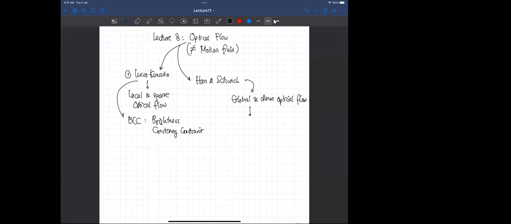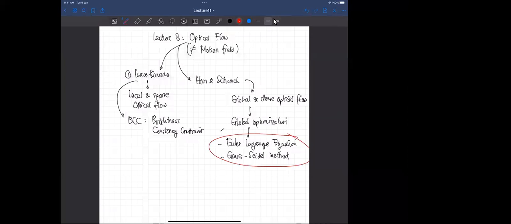And to solve this, it is a global optimization. They use Euler-Lagrange equations and the Gauss-Seidel method for optimization. So these are the two concepts that you need to understand in Horn and Schunck.